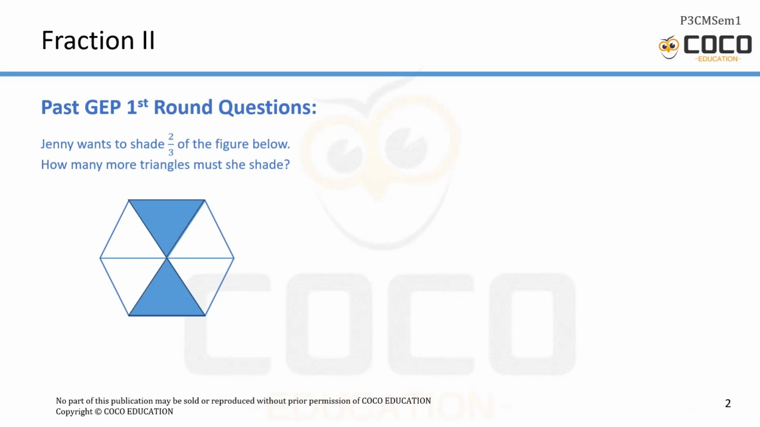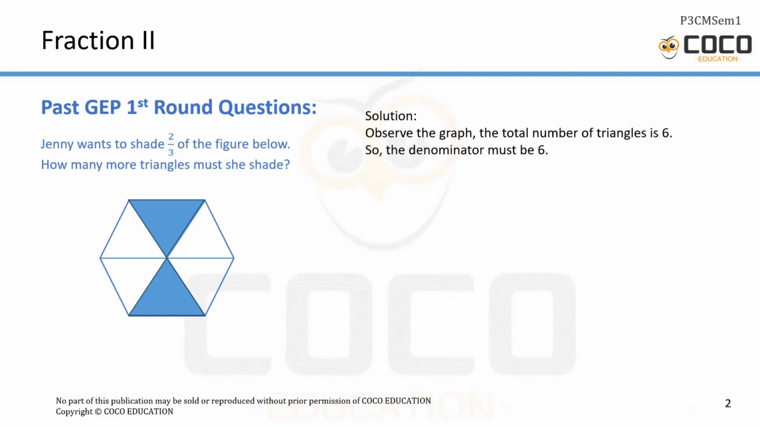So based on this one, you cannot do it because this 3 means we cut everything into 3 pieces. And you take a look at this picture. We didn't cut into 3, correct? So in order to do it, we have to make the denominator the total number of shapes. So let's see this question. The total number of triangles is 6. So we have to make it into 6 for the denominator.